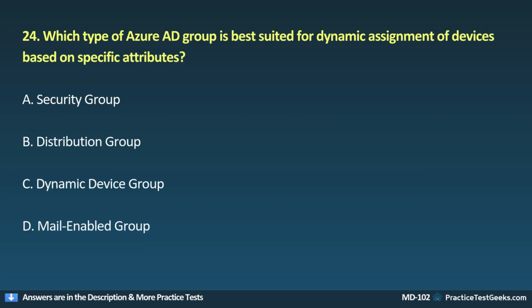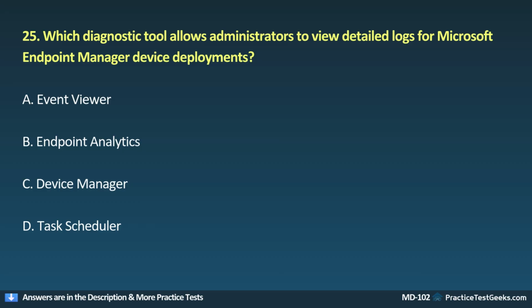24. Which type of Azure AD group is best suited for dynamic assignment of devices based on specific attributes? A. Security Group. B. Distribution Group. C. Dynamic Device Group. D. Mail-enabled Group.